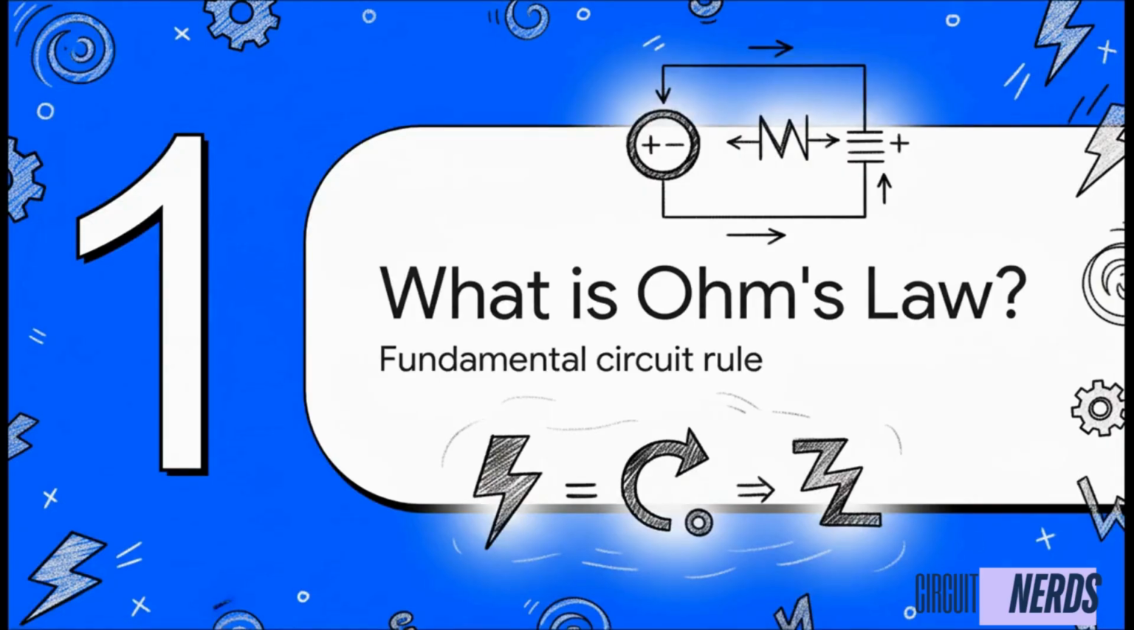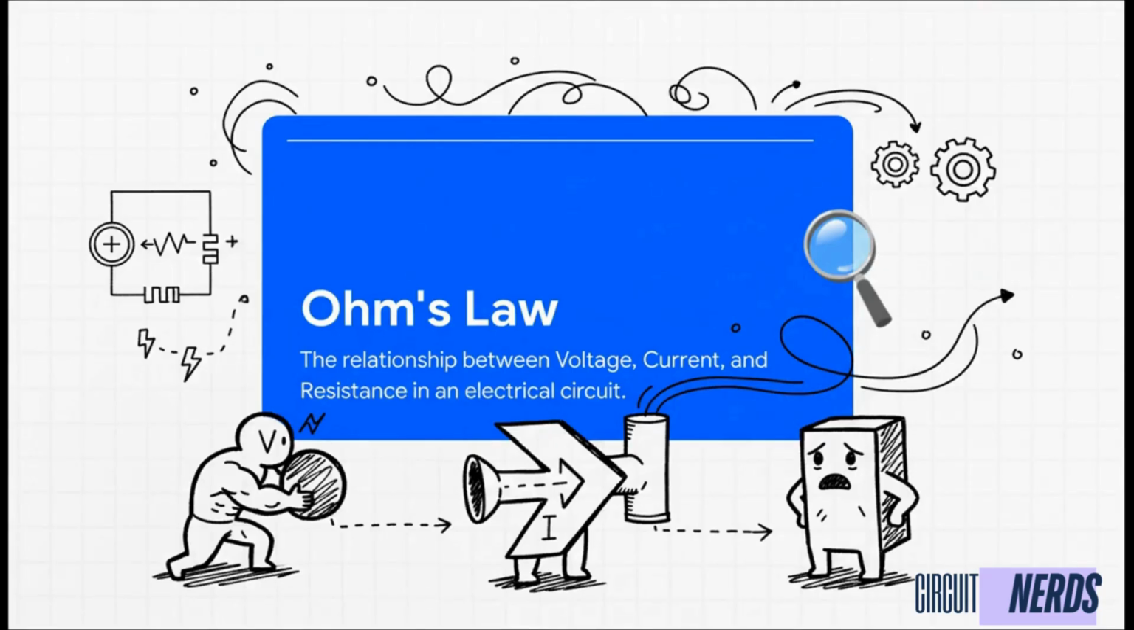What is Ohm's law? You could think of it as the fundamental rulebook for any electrical circuit. It tells us exactly how electricity is going to behave, and once you get this, everything else in electronics just starts to click into place. At its heart, Ohm's law is all about the relationship between three key players: voltage, current, and resistance. You can see it right there. Voltage is the push, current is the flow, and resistance is what pushes back.